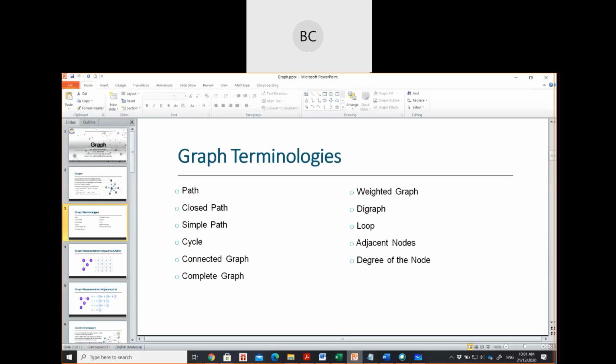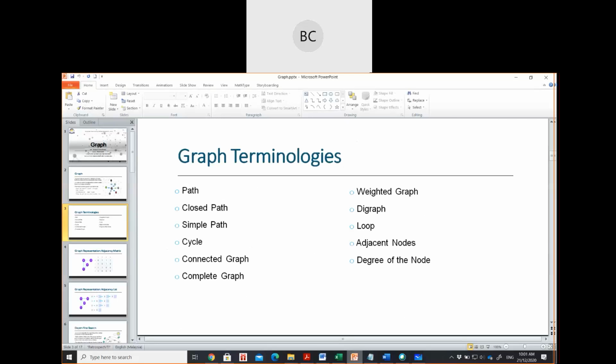Next is digraph. Can you tell me what is digraph? It's the same. Digraph is your directed graph. Directed graph is also known as your digraph. Loop is just the same, like an edge that is associated with the same starting and end point. Okay, adjacent nodes means if there is an edge from one node to another, those will be your adjacent nodes.